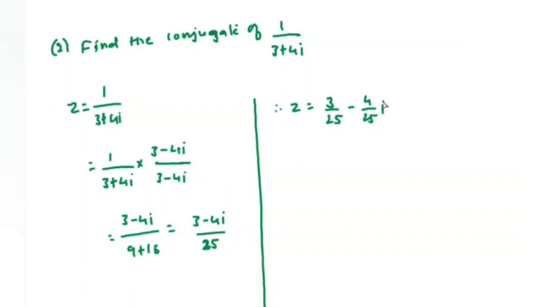Clear? So this is number z. Now we have to find the conjugate. So we know how to find the conjugate by changing the sign of the imaginary part. So plus 4 by 25 into i. Clear? So we have calculated the conjugate of the given number z. Okay. Let us consider one more example.